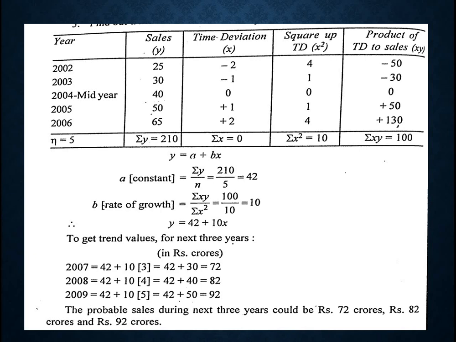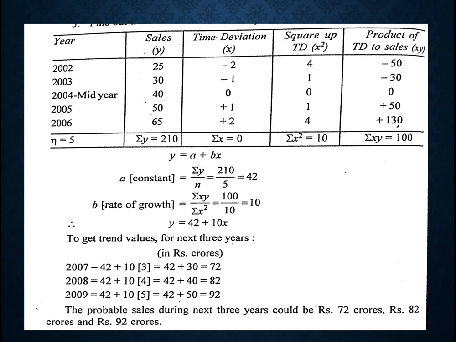So in the first column, what is that? Year. So total how many years are there? 2002 to 2006 means 5 years, correct? So n is equal to 5. That is the total of years. Next is total of sales, that is summation y. So what is the total of sales? 25 plus 30 plus 40 plus 50 and plus 65.